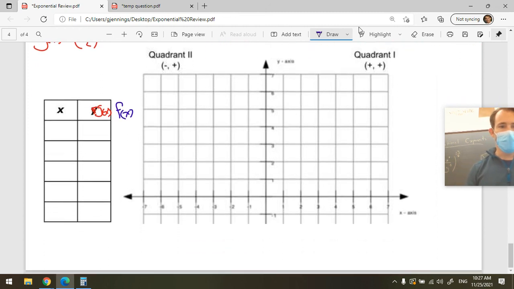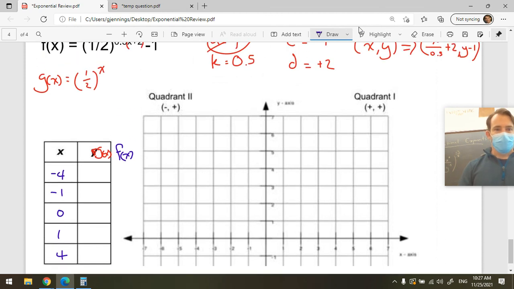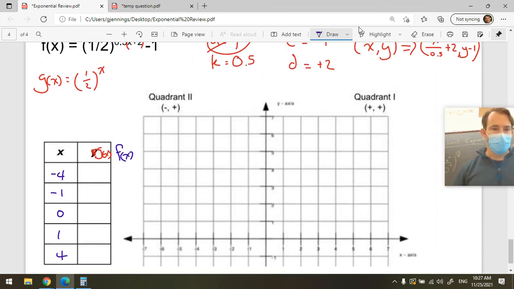Okay. And let's look at minus 4 for x. Minus 1, 0, 1, and 4. Let's take a look at these points here. Let's look at minus 3. Sorry, because minus 4 is already going to be off our graph. Minus 3 is just barely off our graph. Minus 3 and 3. Okay. So 1/2 to the minus 3, that's 8. Oh, I was going to do that in another color.